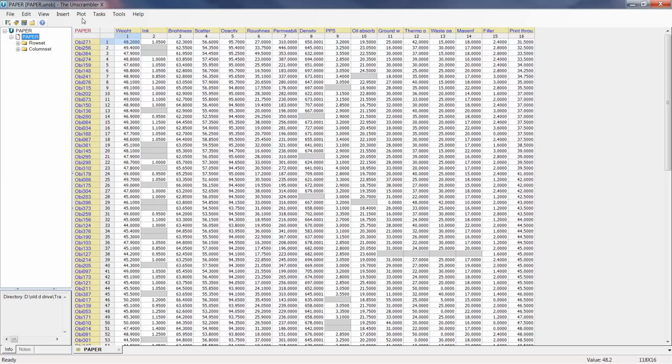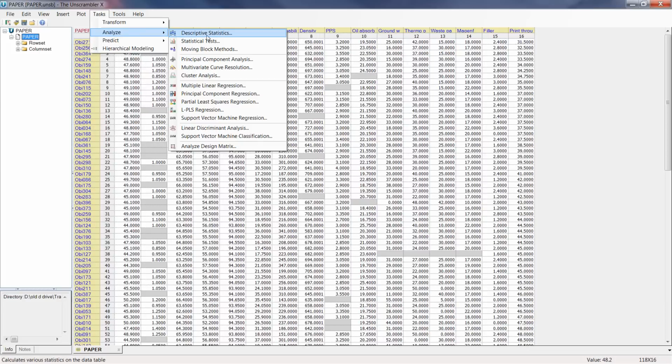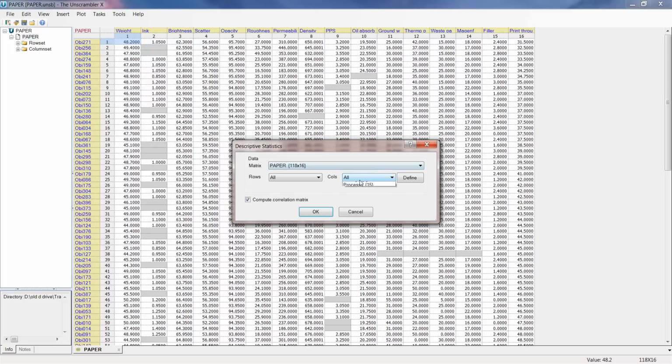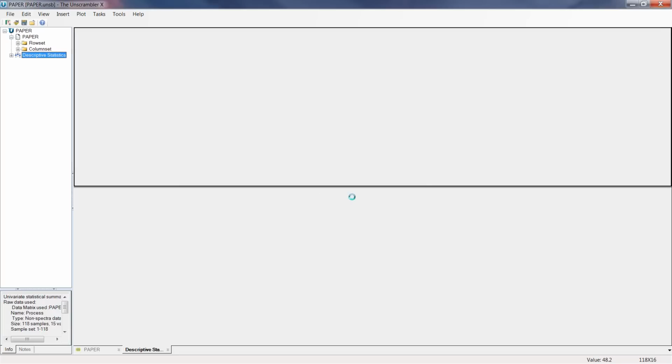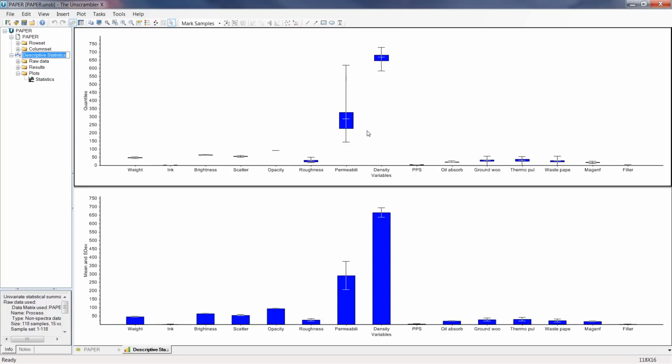So one thing we want to do first is look at our variables. This is always a good thing to do, to look at your data to get an idea of what you have. So I'm going to look at the descriptive statistics on my process data for all. And these are going to be our box plots. These show your median, your quartiles, and then the full range. So each section of this is a quartile. This is 25% of the data falls within here, the next 25% falls in here, and so on.